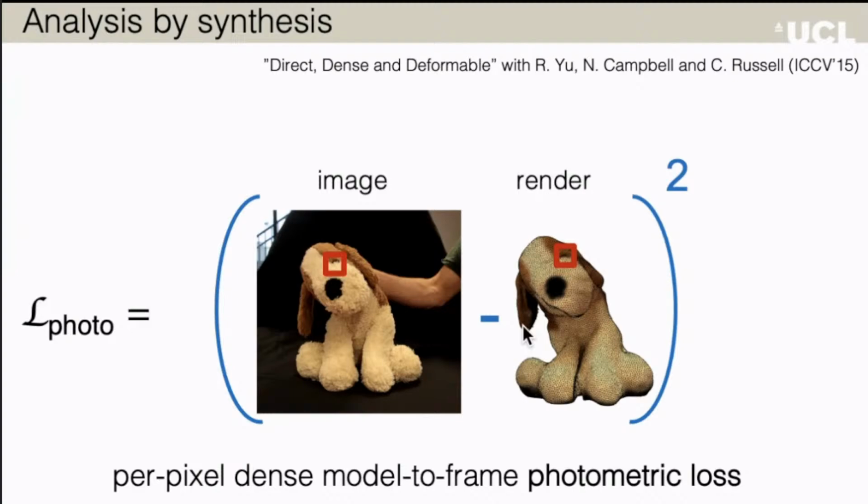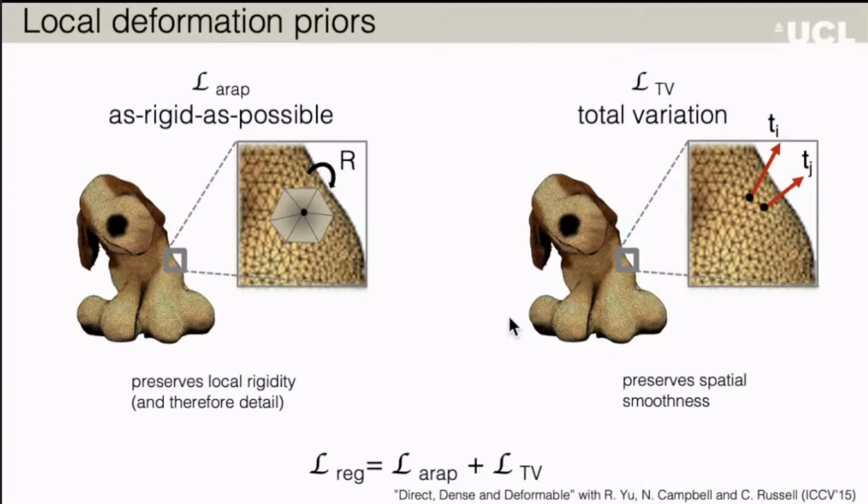We are measuring the discrepancy in terms of RGB color between the current image and the rendered image. Of course, just with this, we wouldn't have enough information. We could have ambiguities. So we also use some local deformation priors, something used a lot in non-rigid tracking, which is to assume that locally surfaces behave rigidly. This prior is called as-rigid-as-possible. And we also have a total variation term that preserves spatial smoothness, so neighboring points will deform similarly.